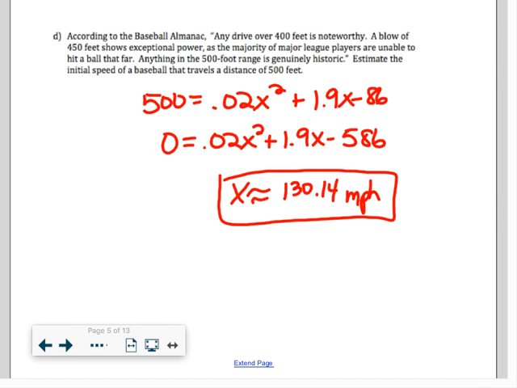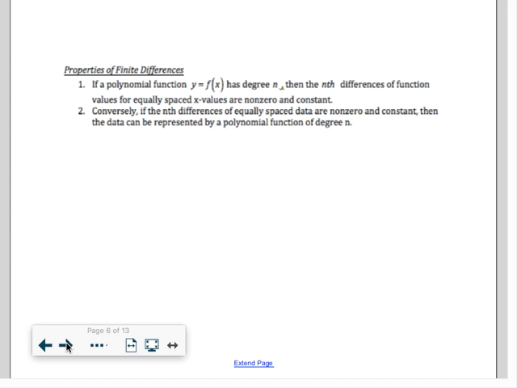Alright, properties of finite differences. If a polynomial function y equals f of x has degree n, then the nth differences of equally spaced x values are non-zero and constant. So what that means is that I can't get 0, 0, 0, 0 across as a constant. Now, it's okay to have like a difference of 3, a difference of 0, a difference of 6, a difference of 7, a difference of 0. That's okay, you just can't get 0, 0, 0, 0. There's something wrong with that. Alright, conversely, if the nth differences of equally spaced data are non-zero and constant, then the data can be represented by a polynomial function of degree n.